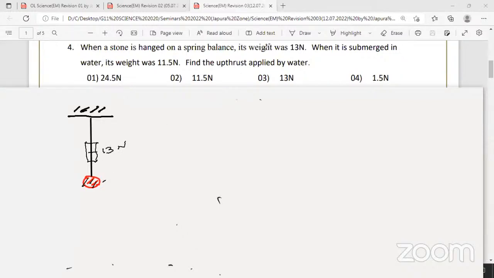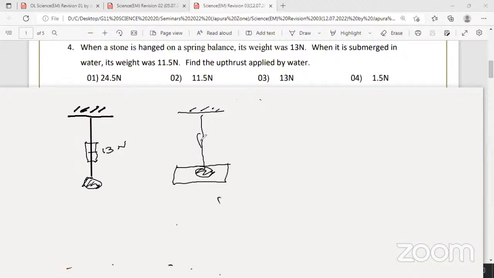Now, when you lower this into water, submerge it in water, actually it should be fully immersed, then you get the reading 11.5 Newton. That is called apparent weight. That is called what weight? Apparent weight.